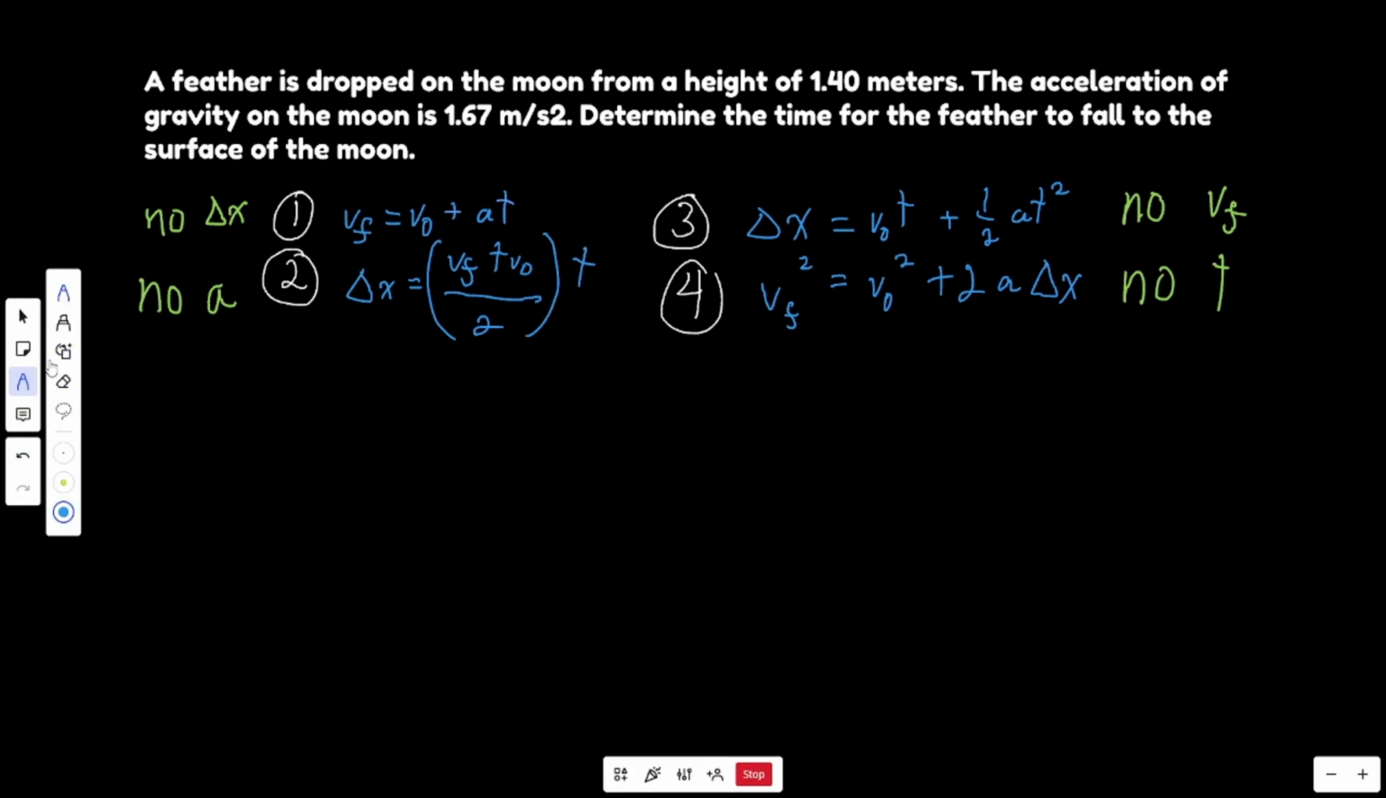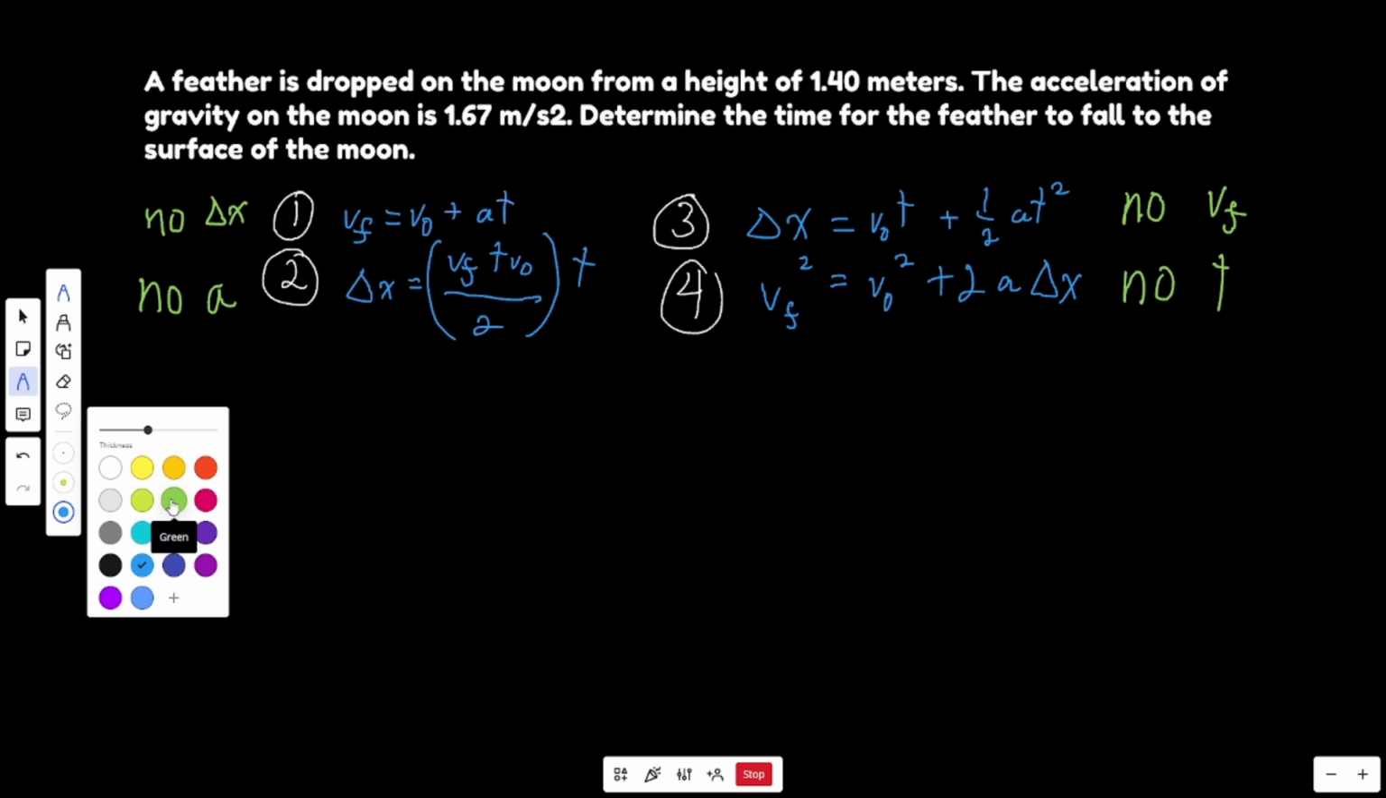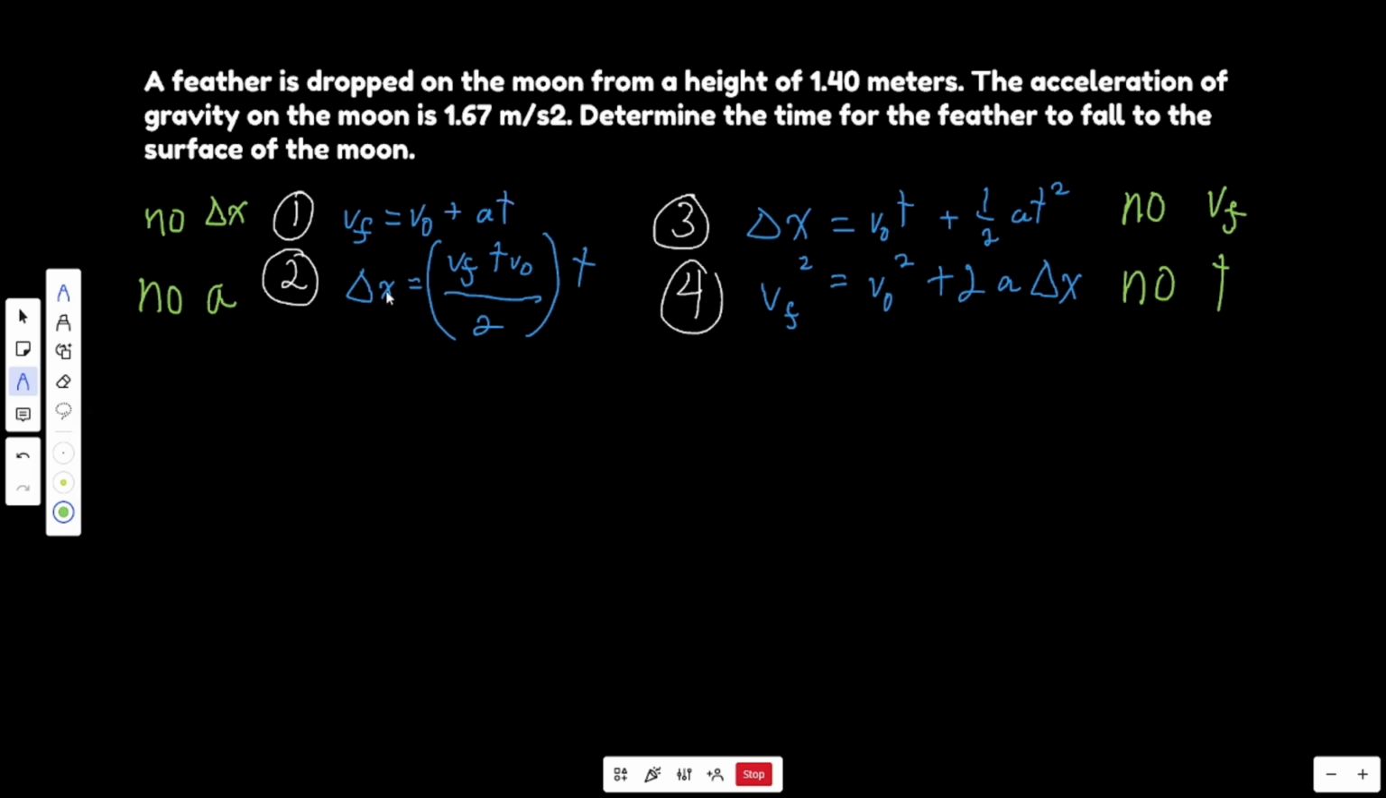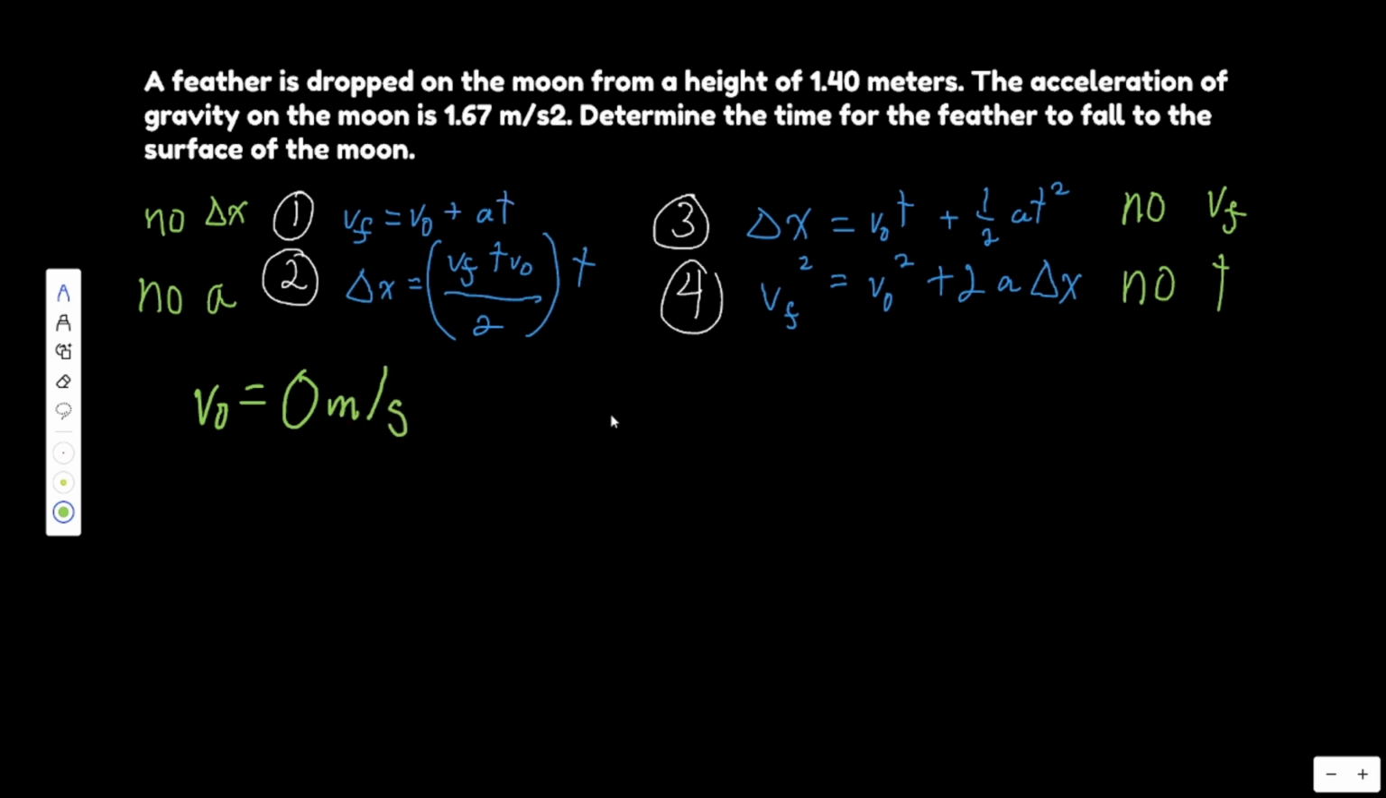We need to first again get the given. So let's get the given. Our given is dropped. It says it was dropped. That means its initial velocity again should be 0 meters per second. Now its height is 1.40 meters, meaning if I drop it from a height of 1.40 meters, its change in position should be the same. Therefore, our delta x, or displacement, is 1.40 meters.